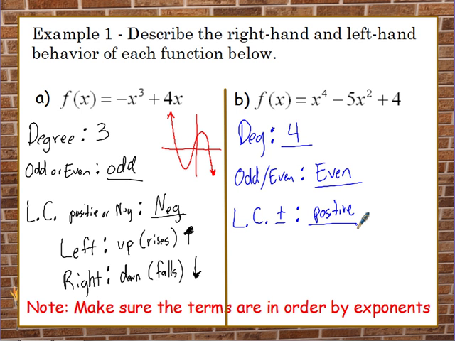So, based on this information, I know I have an even function, and I know that my leading coefficient is positive. First of all, the fact that it's even, what does that tell me? They're going to be the same. They're either both going to be up or both going to be down. And the fact that my leading coefficient is positive tells me that my left is going up and my right is going up. Simple as that.